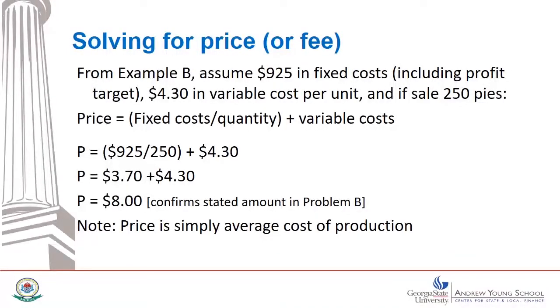If we knew everything about the price, we could derive a price which would cover all costs and profit. Price is equal to our fixed costs of 925 divided by our quantity of 250, which results in 3.70. We then take that 3.70 and add the variable costs of 4.30. The result is that a price of $8 is necessary to cover all costs and our required profit. Price is simply the average cost of production.